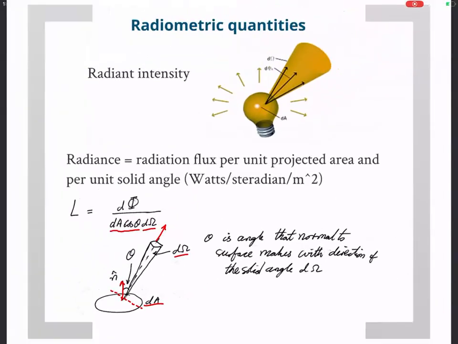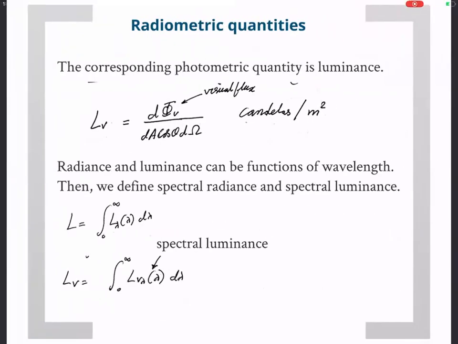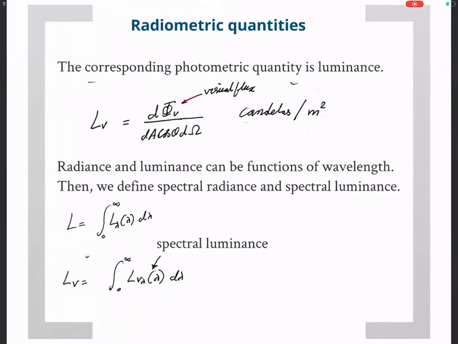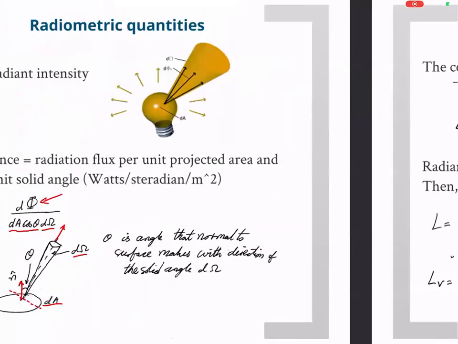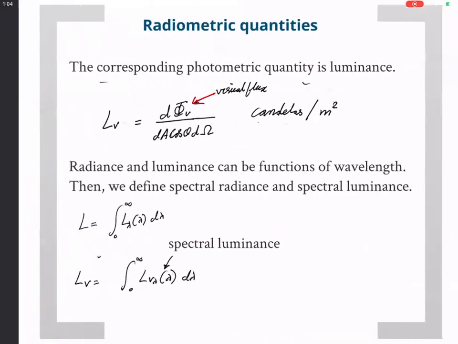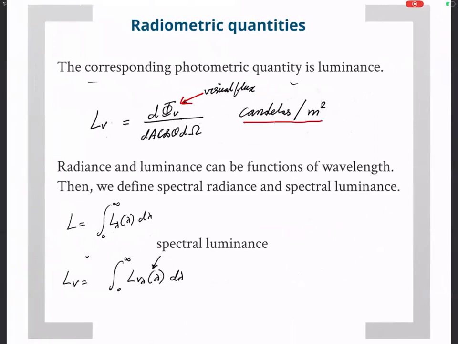Okay, so this should be relatively straightforward. And you can define the corresponding photometric quantity as luminance. So again, we know how to go from here to here, because you have to account for the visual flux, which is the sensitivity of the human eye. And here you went from watts per steradian per meter squared to simply candelas per meter squared, because watts per steradian is a measure of candela. Or it can be lumens per steradian per meter squared.